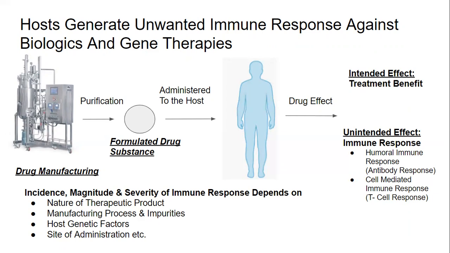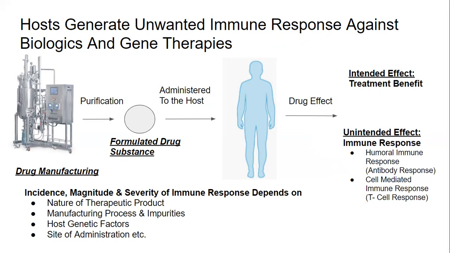But there are other unintended effects as well. One of them is generation of an immune response. And overall, the immune response can be divided into two types. One is the humoral immune response, that is the antibody response, and the other one is the cell-mediated immune response.